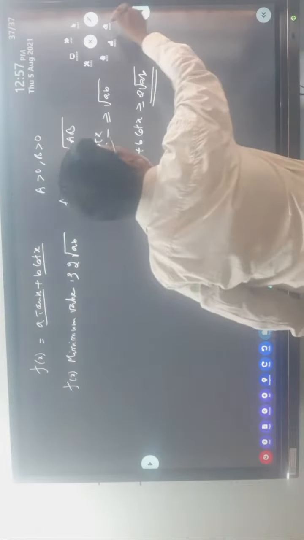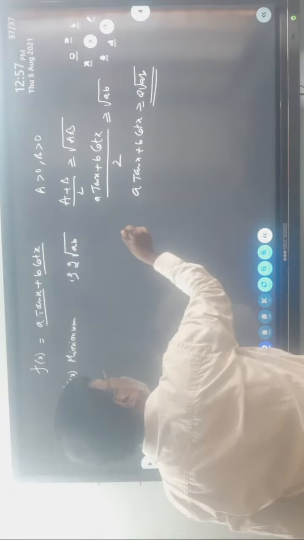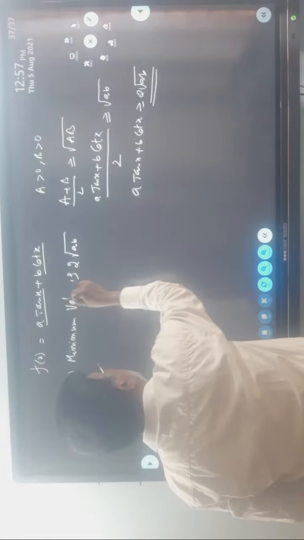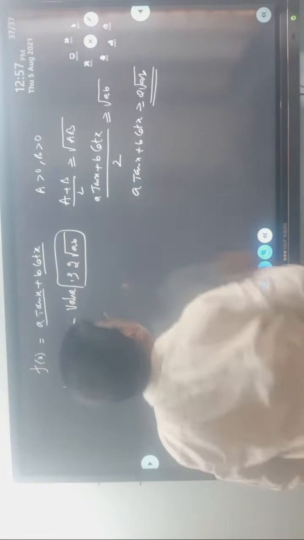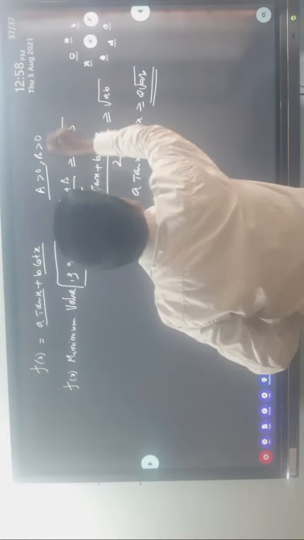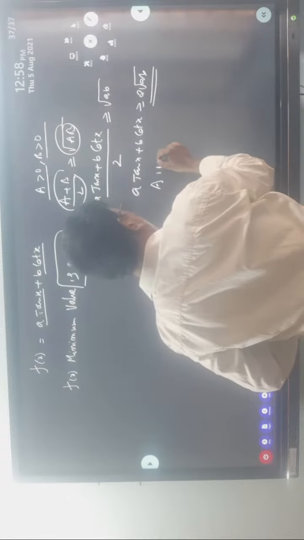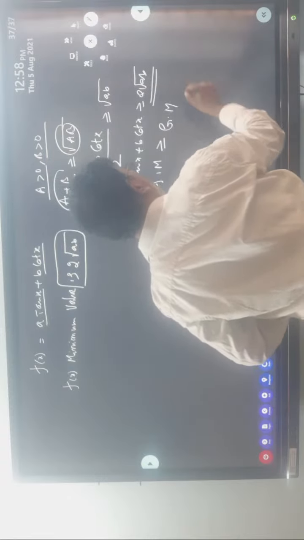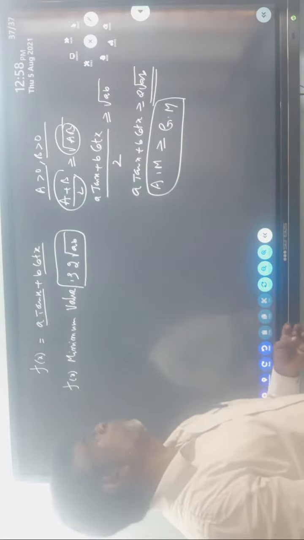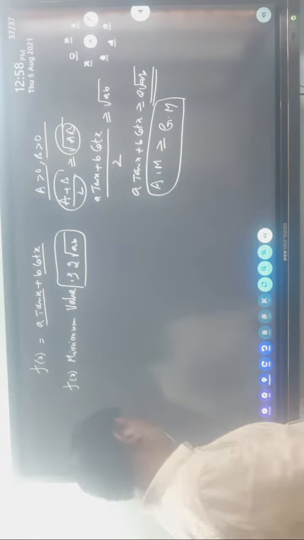What is the minimum value? The minimum value is 2 root ab. This is the shortcut formula for a tan x plus b cot x. No doubt, this is very important. With a positive and b positive, AM is greater than or equal to GM. Remember that: arithmetic mean is greater than or equal to geometric mean. For a greater than 0 and b greater than 0, (a plus b) by 2 is greater than or equal to root ab. This is the shortcut formula.